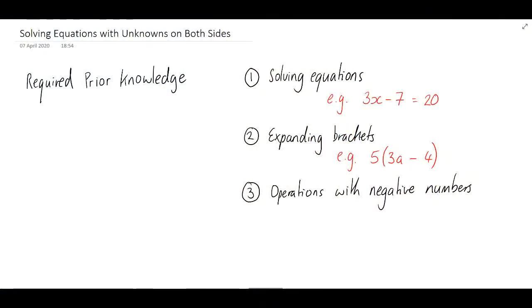Hello, so I wanted to do a video today on solving equations with unknowns on both sides. In order to do this, you need to be able to solve equations where there is an unknown on one side. So part one, for example, here, look, there is just an x on the left-hand side of the equation. There's no x over by the 20.